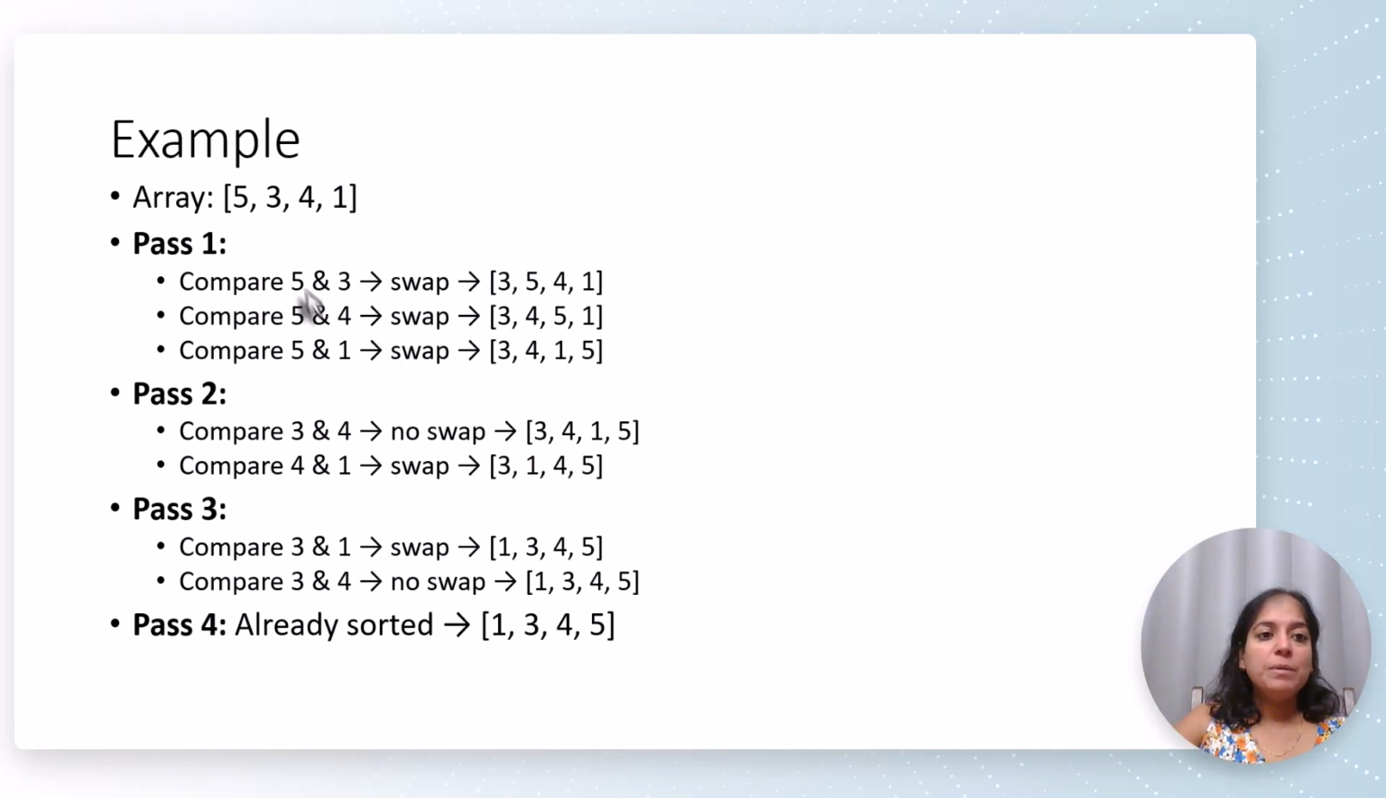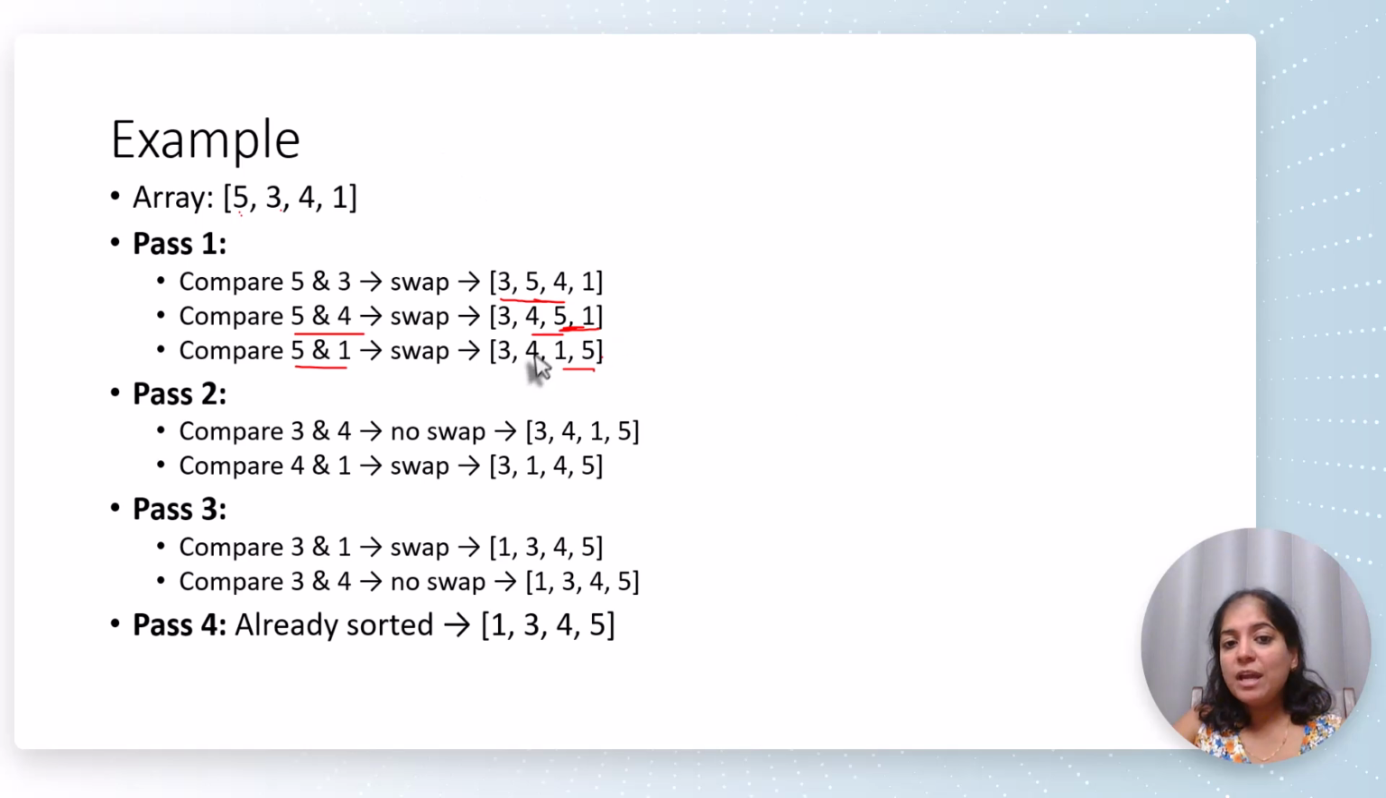Let's see one more example. Let's say the elements are 5, 3, 4, 1. In pass 1, 5 and 3 will be compared. These are not in correct order, so it will be 3, 5. Then 5 and 4 will be compared, not in correct sequence, so we swap them and it will be 4 and 5. Then 5 and 1 will be compared, not in the correct sequence, so we swap them and it will become 1, 5. So 5, the largest element, is at the end of the array.